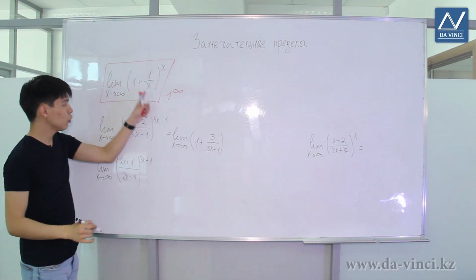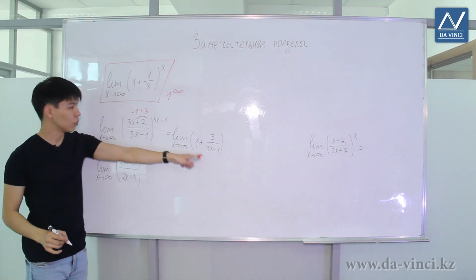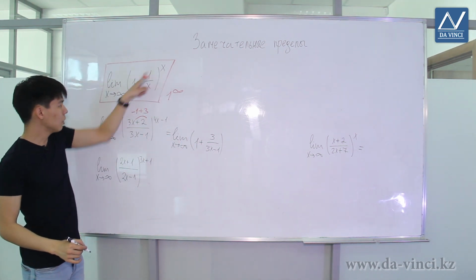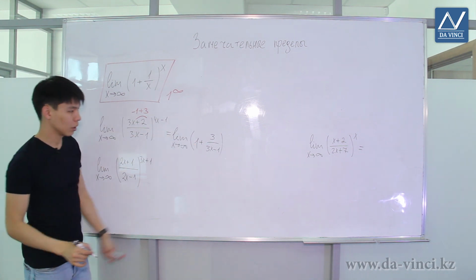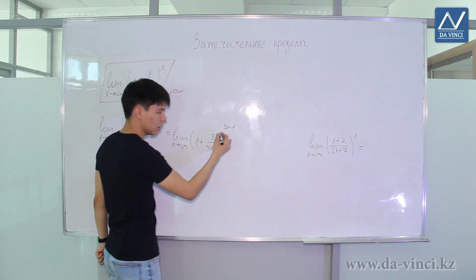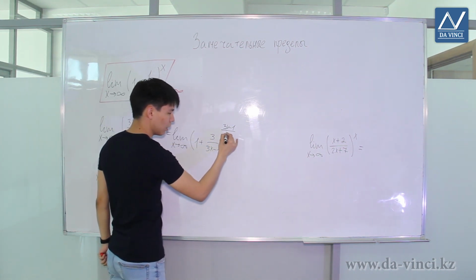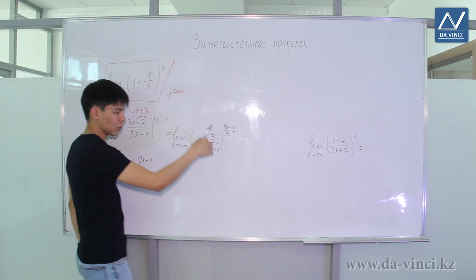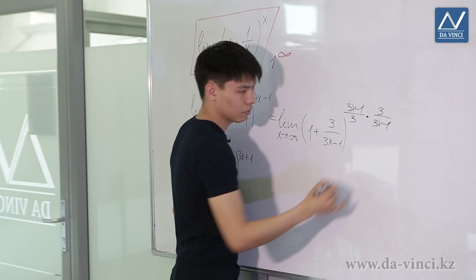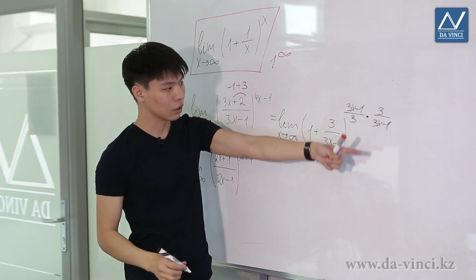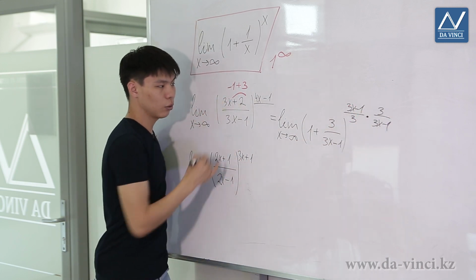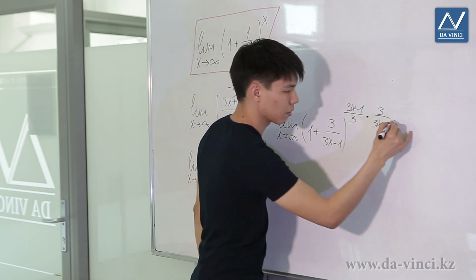We got 1 plus some expression, which tends to 0. If x is infinity, then this expression tends to 0. Accordingly, there should be a power, the same but inverted. Therefore, we artificially add it. 3 divided by 3x minus 1 here, so we add 3x minus 1 divided by 3 here, but we have added this power just like that. Therefore, we need to reduce it. That is multiplied by the same expression, but inverted. Now I can reduce them, then nothing will change. And don't forget that there was the power, 4x minus 1.